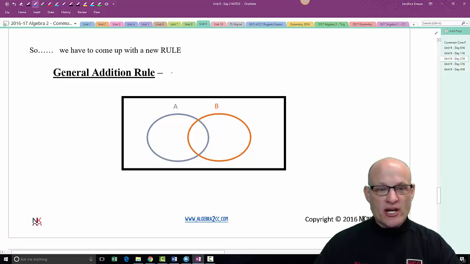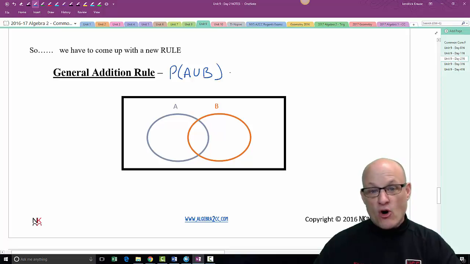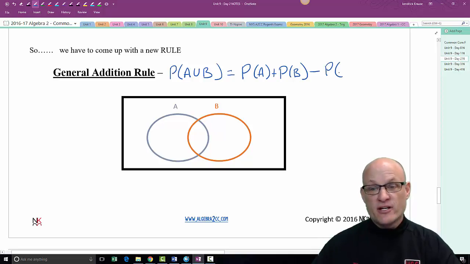So the general addition rule is the probability of A or B, and this is the one I want you to use all the time from now on: the probability of A plus the probability of B minus the probability of the joint event of A and B.